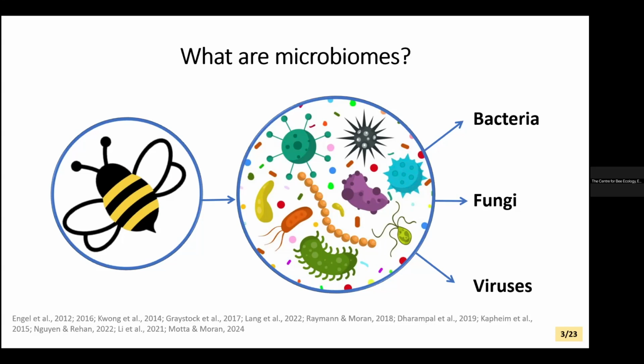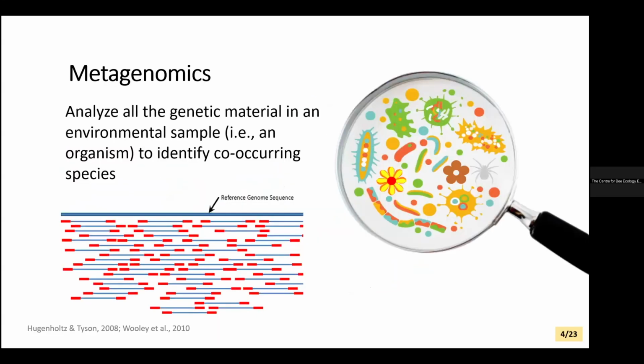So how do we explore them? Most studies will target loci that will specifically just amplify bacteria, viruses, or fungi. But metagenomics is an approach that allows us to identify all other non-target species DNA that happen to get sequenced at the same time as the target species.